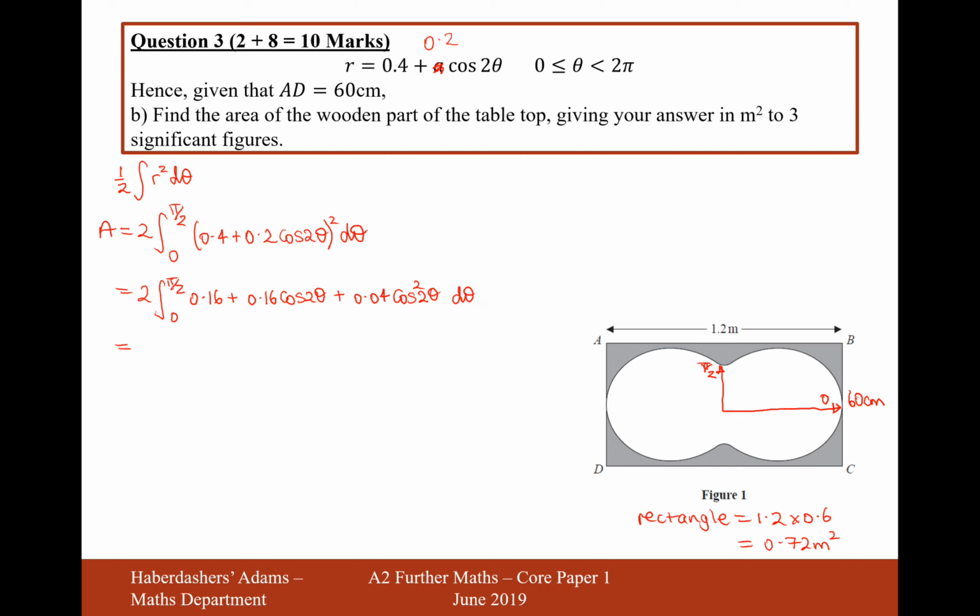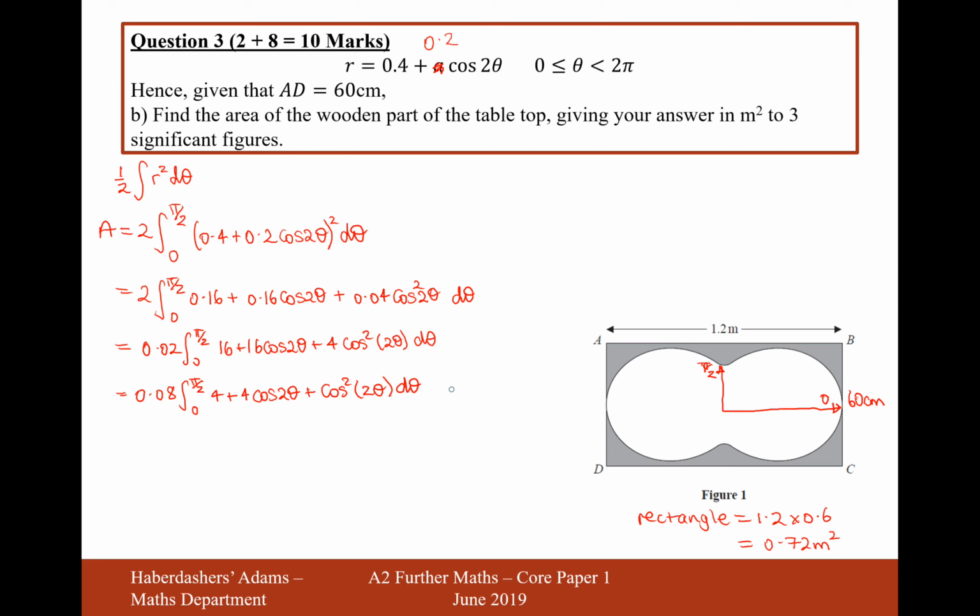Now, to simplify the values, let's take out the hundredth. So it's 0.01 times the integral from 0 to pi by 2 of 16 plus 16 cos 2 theta plus 4 cos squared 2 theta. In fact, at this point I could factorise out 4 as well, couldn't I? So I get 0.04 times the integral from 0 to pi by 2 of 4 plus 4 cos 2 theta plus cos squared 2 theta. Now the important bit is working out how to integrate this cos squared term.